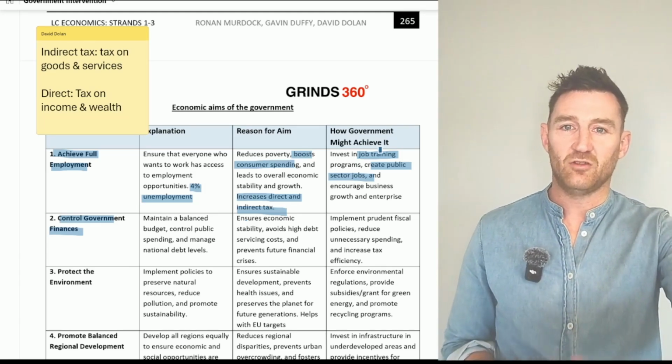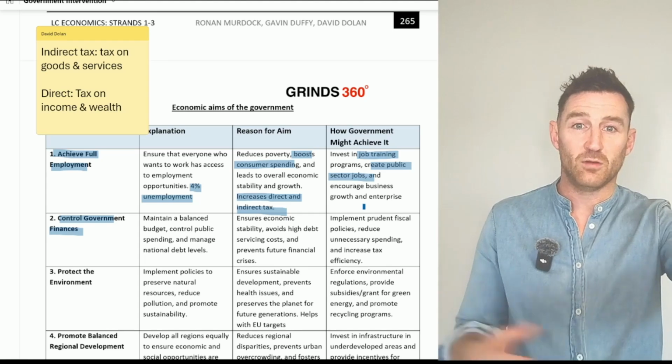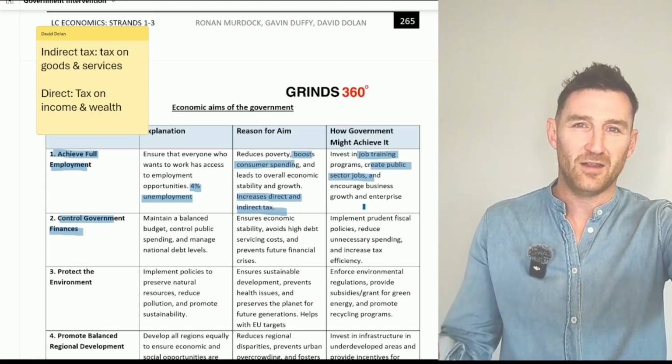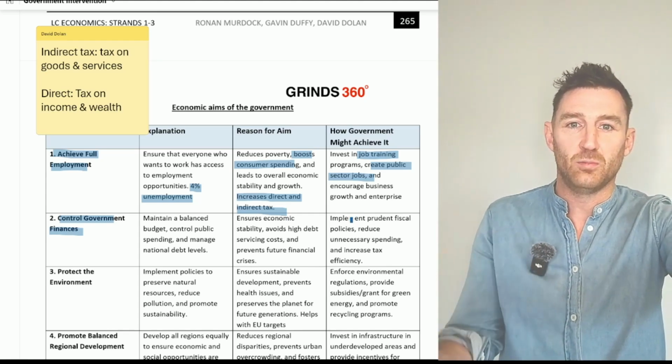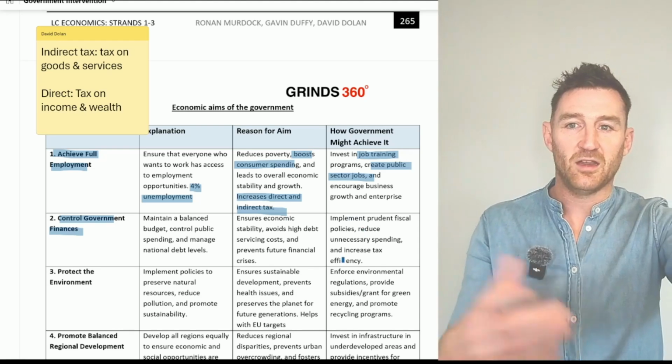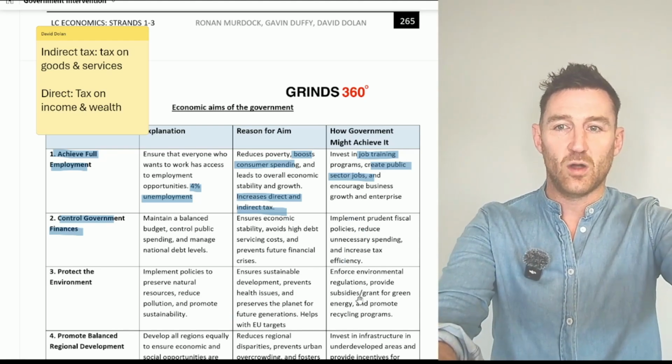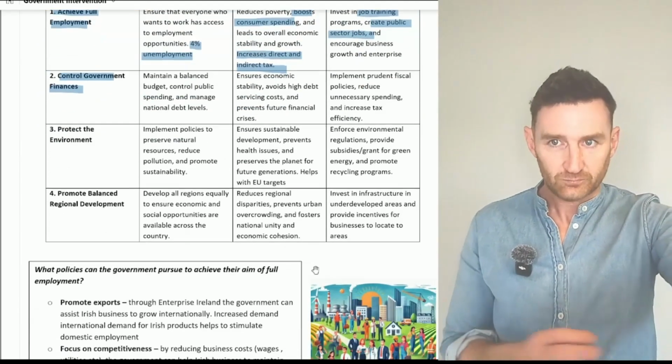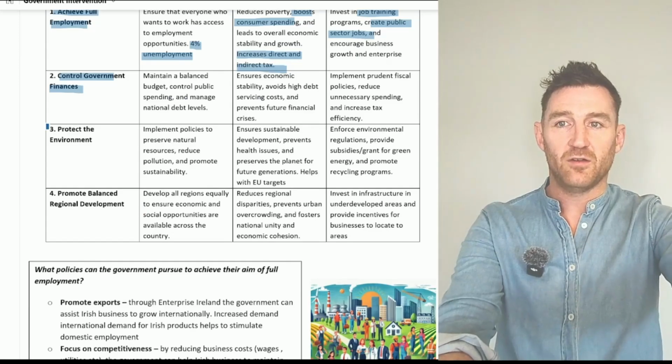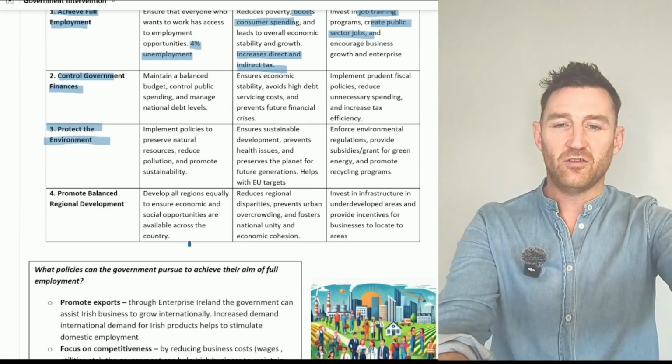So how might the government achieve this aim? Well, it's straightforward enough. Just be smart in your budget. So reduce unnecessary spending and increase taxation where appropriate. Aim 3 then, protect the environment. So an economic aim, just actually on the last 2 there.